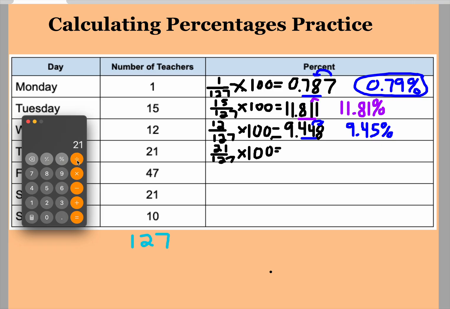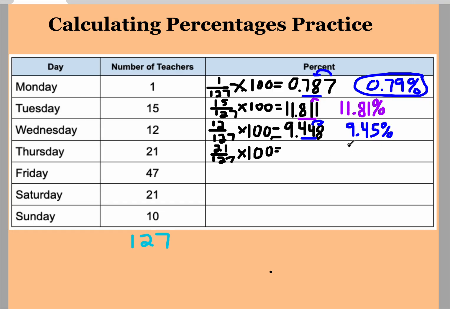So 21 divided by 127 and times 100. I get 16.535. So that 3 is going to look at the 5, and that's going to go up. 5 or more raises the score, 16.54. So that is our highest percent so far. So some teachers really like Thursdays.